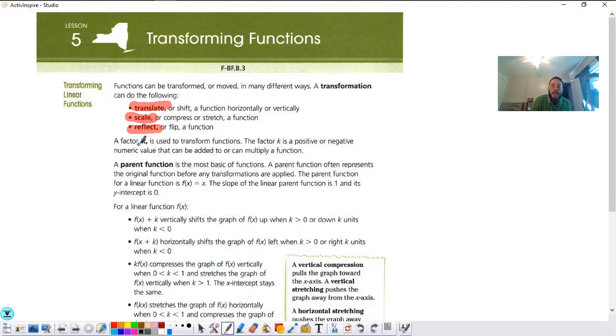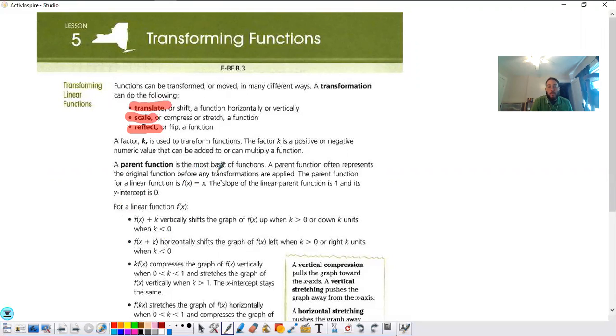So a factor k is used to transform functions. The factor k is a positive or negative numeric value that can be added to or can multiply a function. A parent function is the most basic of functions. A parent function often represents the original function before any transformations are applied. The parent function for a linear function is f of x equals x. The slope of the linear parent function is 1, and its y-intercept is 0.